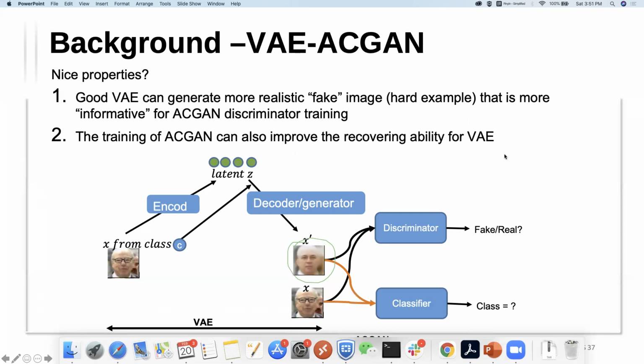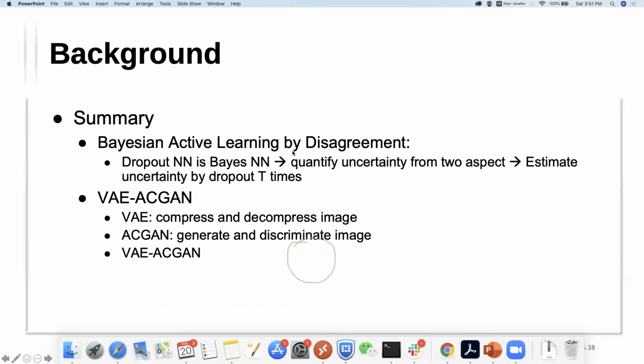So in summary, we have covered what is Bayesian active learning. We use a dropout neural network as a Bayesian network, and we quantify the uncertainty from two aspects. Remember the formula I showed, the uncertainty has two terms. The first term is the model's uncertainty of a sample. The second term is the model's disagreement upon a sample. And we estimate the uncertainty by dropout capital T times.